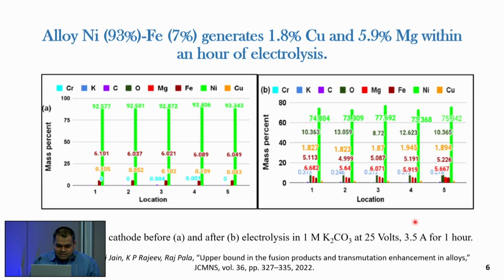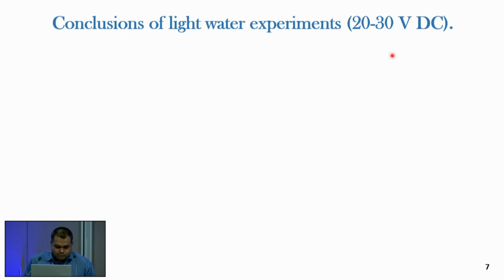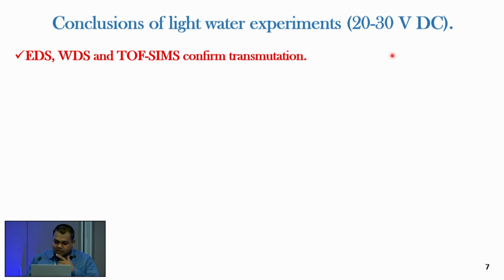Next, we did a similar experiment with a nickel iron alloy. On the left-hand side, you can see the composition of the pure sample. By pure, I mean the unreacted sample before the reaction. After the reaction, we found 1.8% copper and 5.9% magnesium within an hour of electrolysis. So I'll quickly summarize the learnings of our light water experiments. EDS, WDS, and TOF-SIMS confirmed transmutations.